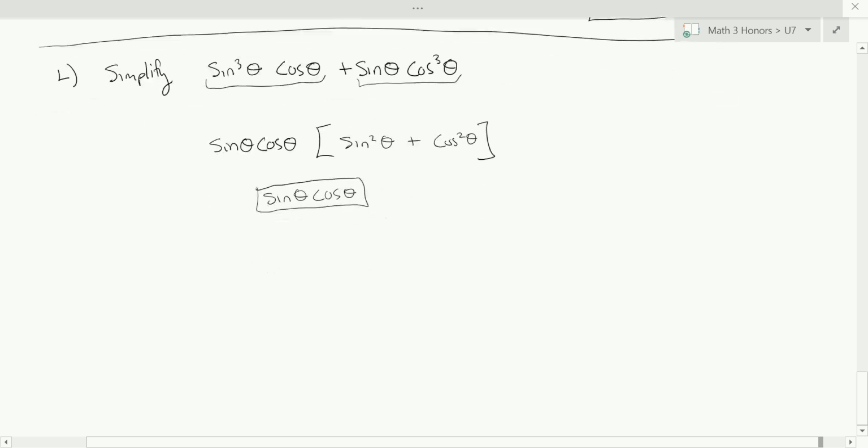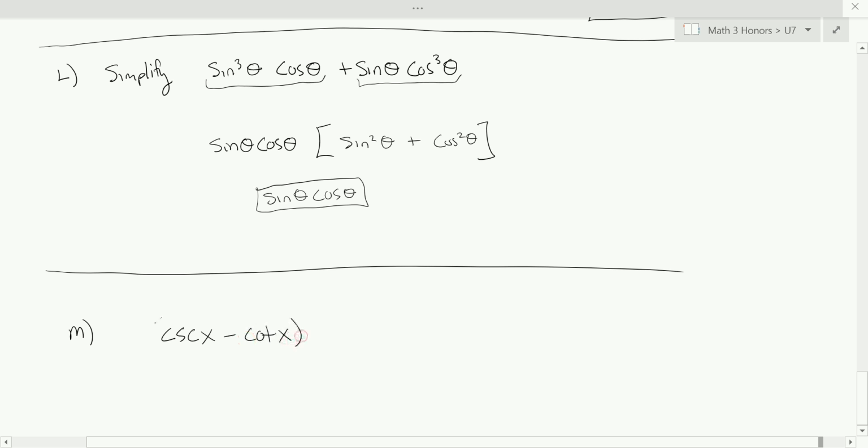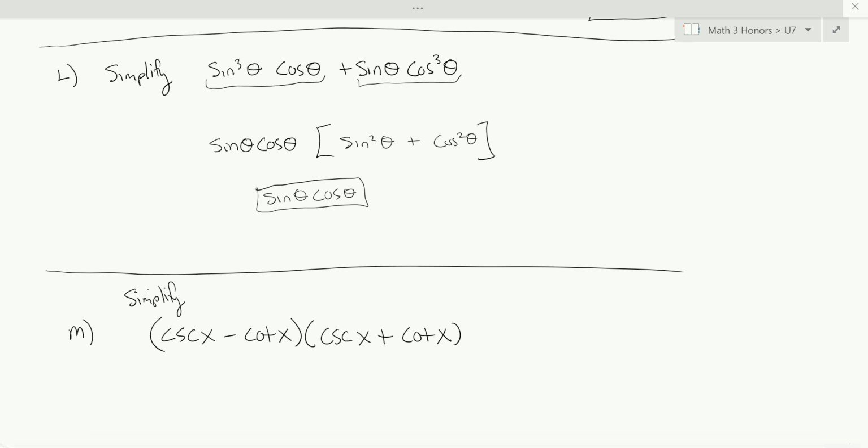Okay. Let me give you just one more example for today. So factoring can help. That's what that one's showing you. Cosecant x minus cotangent x times cosecant x plus cotangent x. Simplify that. Here I want you to multiply, because sometimes factoring helps, and sometimes you've got to multiply. So multiply it out and see if you can simplify it.